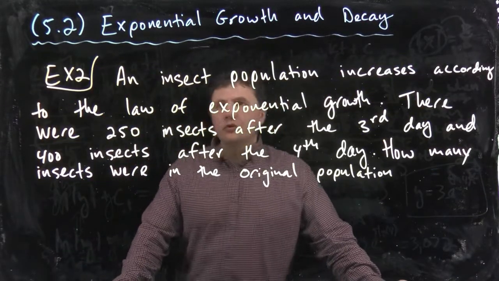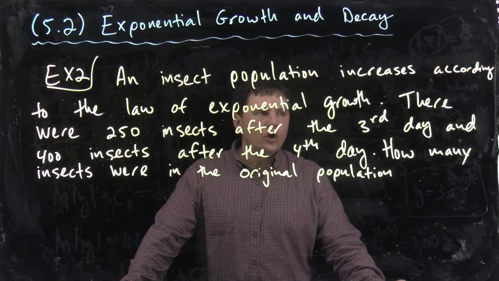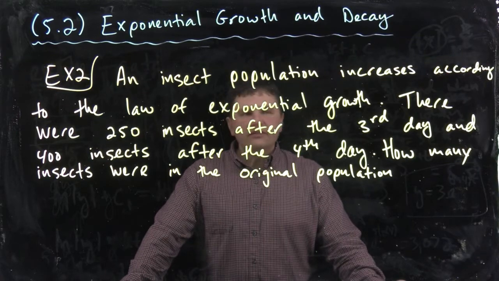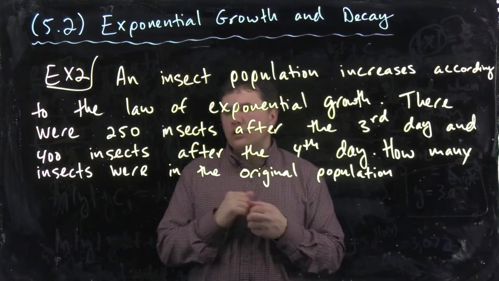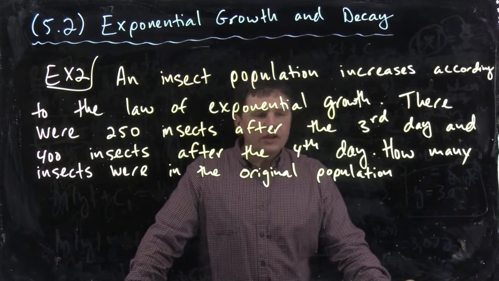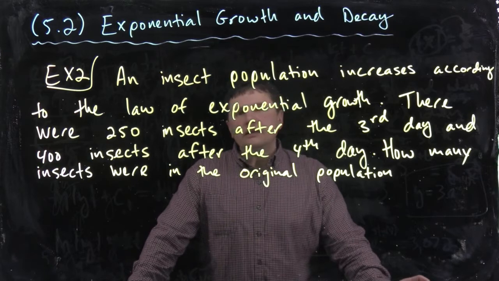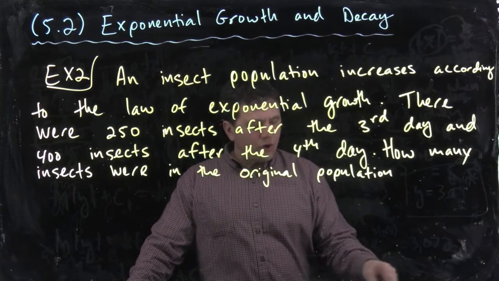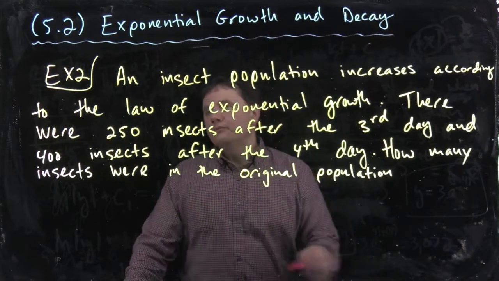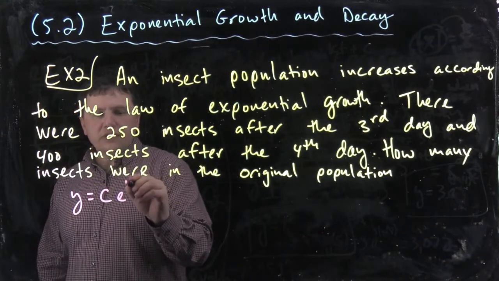Okay, example 2, an insect population increases according to the law of exponential growth. There were 250 insects after the 3rd day and 400 insects after the 4th day. How many insects were in the original population? So we know it's exponential growth, so we know it's going to be something of this form, y equals c e to the kt.